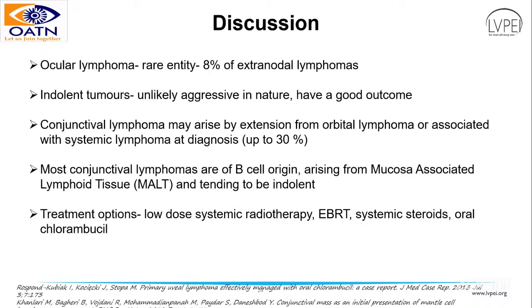And coming to the discussion part, ocular lymphoma is a rare entity, where we can see 8% of extranodal lymphomas. These are slow growing, indolent tumors, which grow very slowly, whereas 30% of conjunctival lymphoma arise from orbital lymphoma or are associated with systemic lymphoma after diagnosis. Most conjunctival lymphomas are of B-cell origin arising from MALT, mucosa associated lymphoid tissue, which grows very slowly. The treatment options are low-dose radiotherapy, EBRT, systemic steroids, and oral chlorambucil.